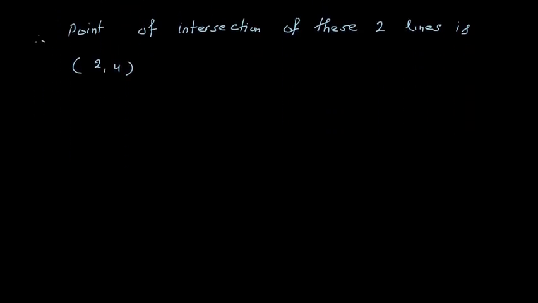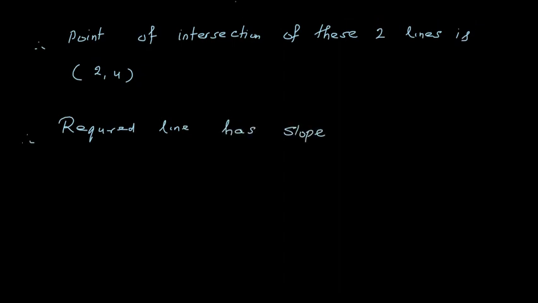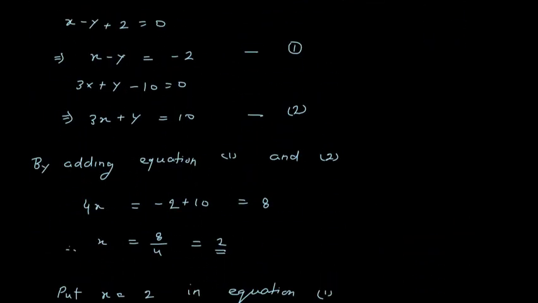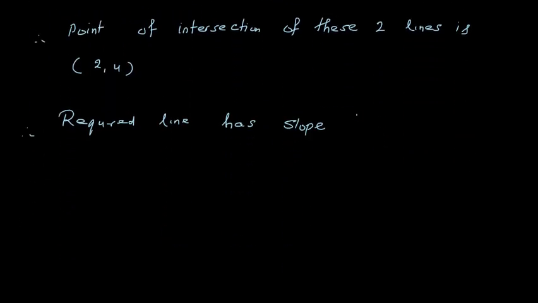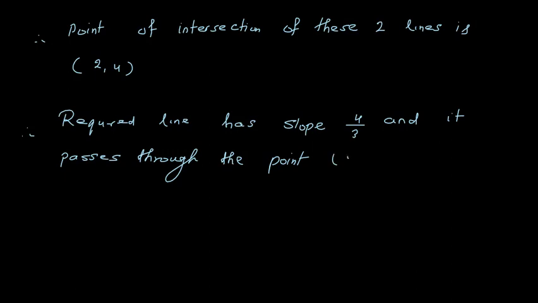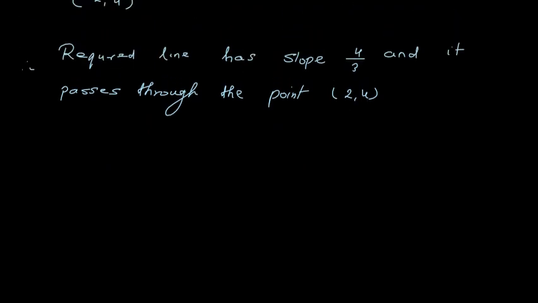Therefore the required line has slope. Now for the required line the slope is 4 by 3. The required line has slope 4 by 3 and it passes through the point (2, 4). Okay, so the required line has slope 4 by 3 and it passes through the point 2, 4.